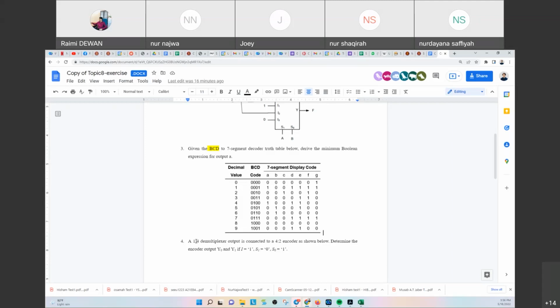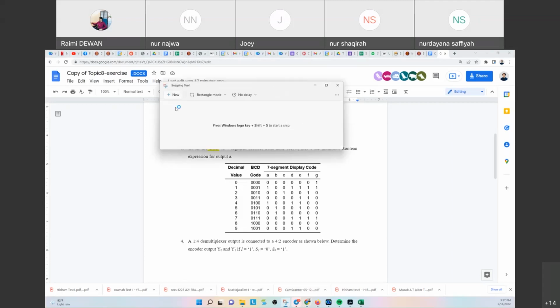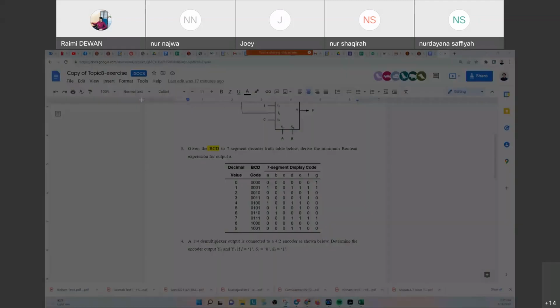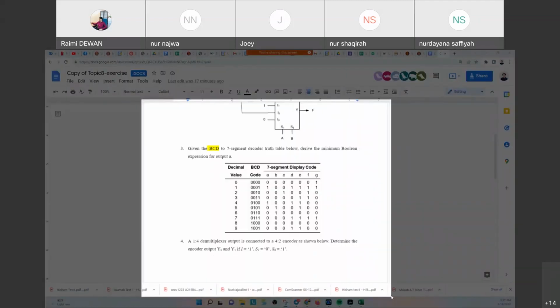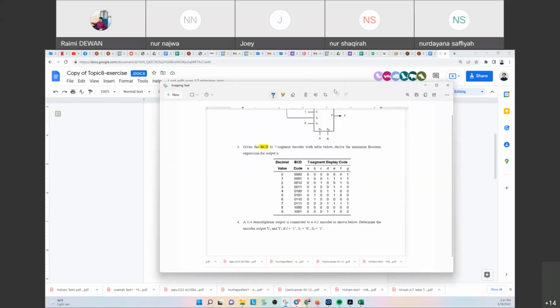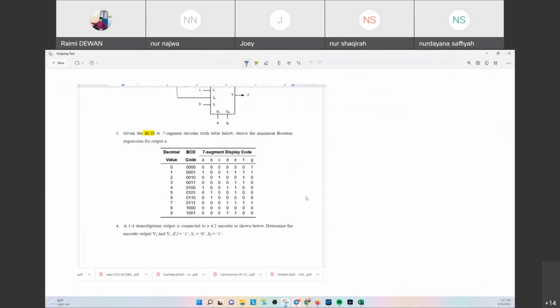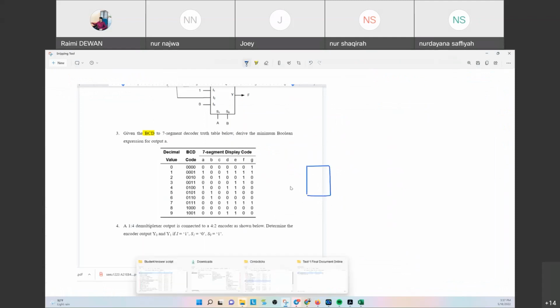Okay, it's connected to a 4-2 encoder. Every time I need to open and screenshot. In the real class it's easy, I just draw on the whiteboard. Now you have the demultiplexer, demux, 1 to 4, then connected to a 4-2 encoder.